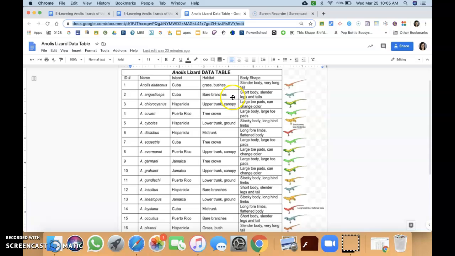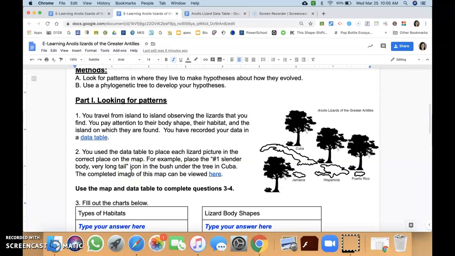So you can go through and see some common characteristics by body shape, or maybe by the look of the lizard, by the location and where they live in the trees or on the island, and then also what island they live on. So you're going to take in some of that data and figure it out. The crown of the tree is up here, just so you know. Then you've got the lower trunk, the middle trunk, the upper trunk. They say twigs or branches. Obviously, those are twigs and branches. The bushes are down in this area.